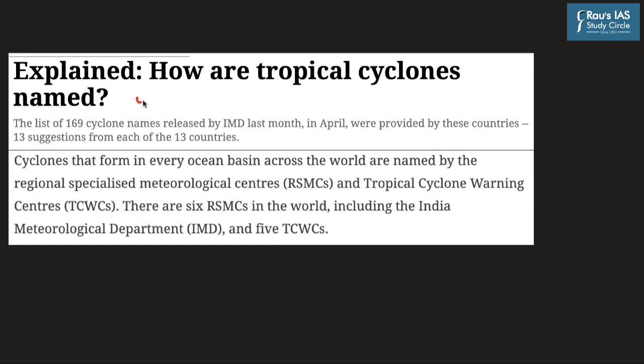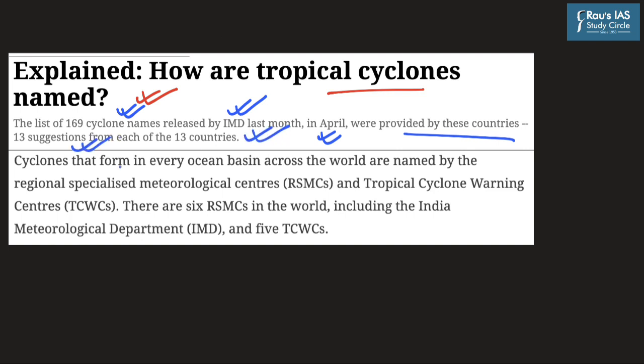Now let's take up the next news appearing in the explained section. It says, how are tropical cyclones named? The news highlights that the list of 169 cyclone names released by the Indian Meteorological Department last month in April were provided by these countries, where 13 suggestions came from each of the 13 countries.